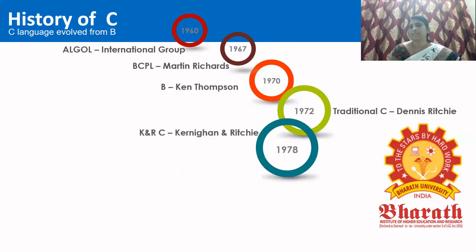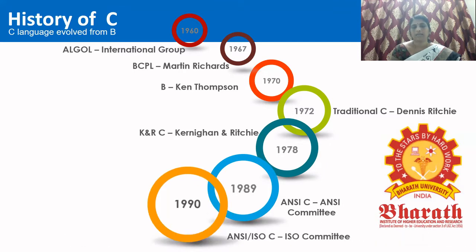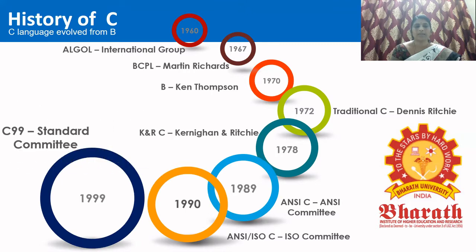After that, C has had various forms. It has the Kernighan and Ritchie K&R C version in 1978, and in 1989 the ANSI committee standardized C as ANSI C. In 1990, ANSI and ISO together standardized the C language. In 1999, we had the standard C99, and in 2011 some further standardizations were performed in the C language.